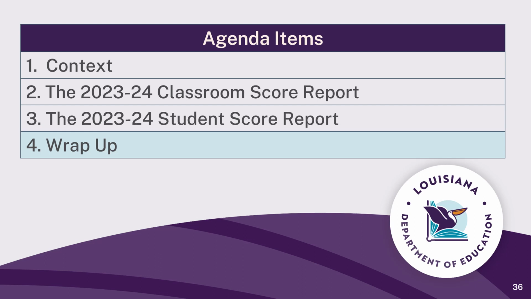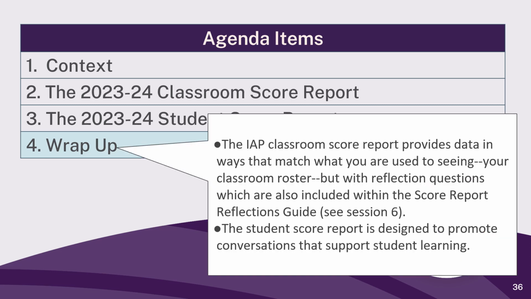This brings us to our final section of the session, which is a simple call-out note that summarizes what we've learned. First, the IAP Classroom Score Report was designed to provide data in ways that are meant to match what you're used to seeing, your classroom roster, but reordered and grouped in ways that hopefully support instructional next steps. An important part of the Classroom Score Report, the reflection questions, are also within the Score Report Reflections Guide, which is the subject of the next learning module. Finally, the Student Score Report is designed to promote conversations between students, parents, caregivers, and teachers in ways that support student learning.